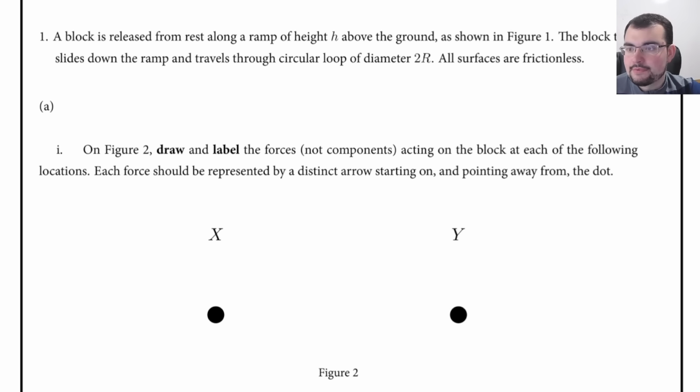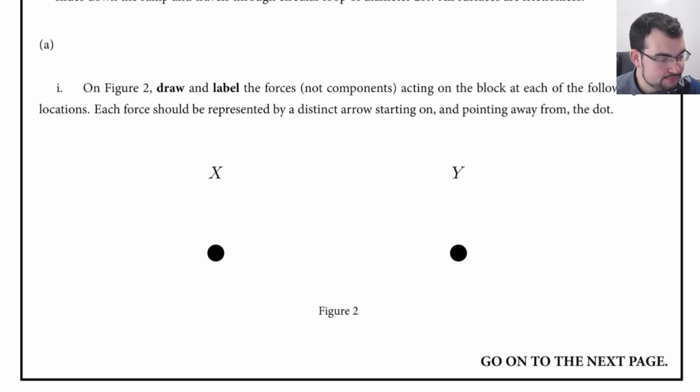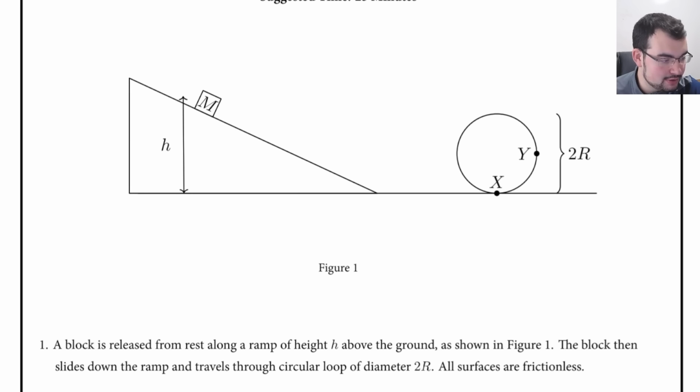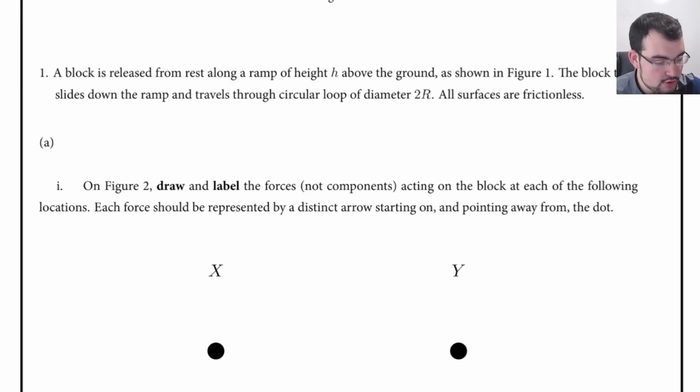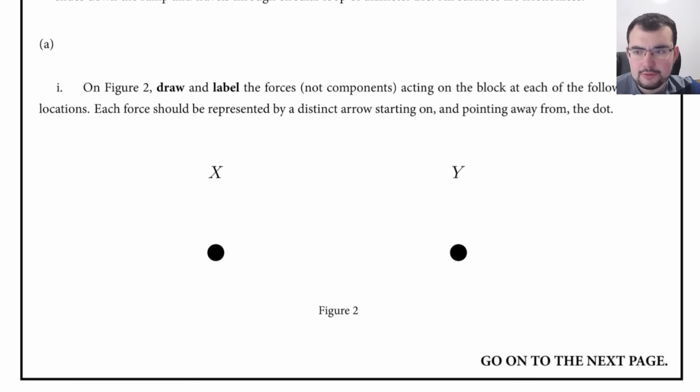Now for the MR, you can be given a representation before or after deriving an expression. Here, we obviously are doing it first. So we want to draw and label the forces, not components, acting on the block at each of the following locations. So we have location X, which is when the block is at the bottom of the loop. And then we have Y, which is when it's traveling up the loop, and it's at the sort of 3 o'clock position. So there's no grid here, which means we just got to get the forces right. We don't have to compare them or anything.